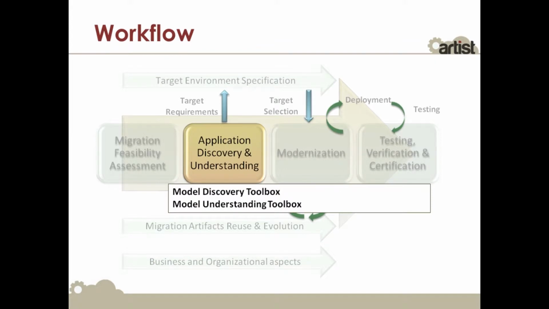After the feasibility analysis, John will take the decision, and if he decides to go ahead with the migration, a deeper analysis of the application is required. In order to obtain models representing the software artifacts from the original system, we apply a reverse engineering process composed of 2 steps, which we call model discovery and model understanding.